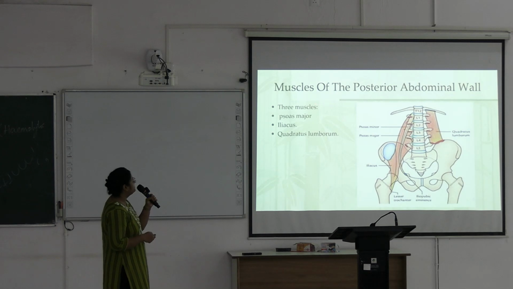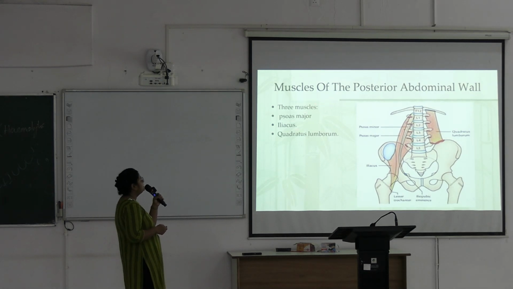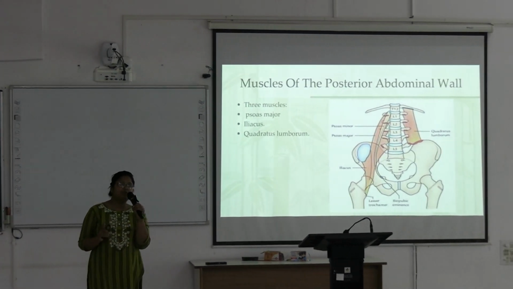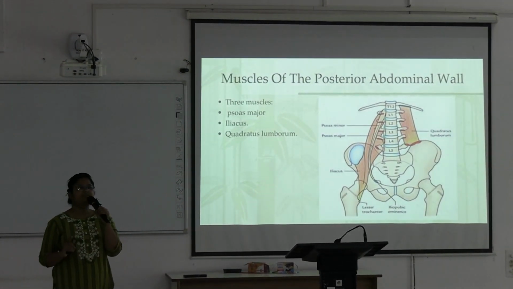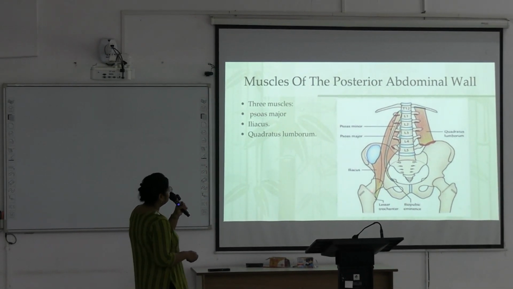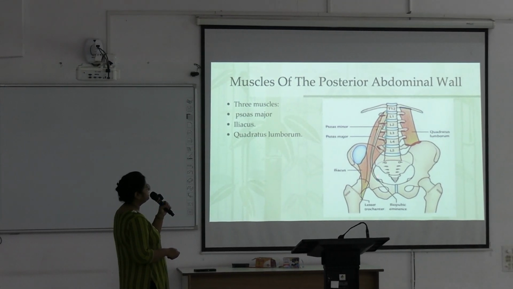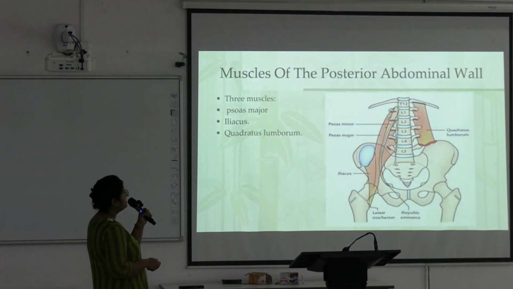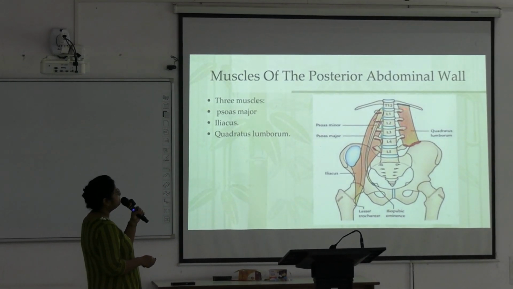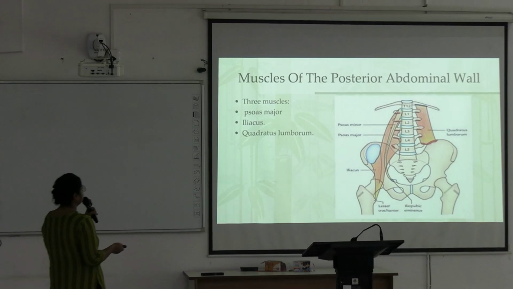So muscles, there are three muscles present here: psoas major, iliacus and quadratus lumborum. Sometimes a small muscle is present, that is psoas minor. Here you can see this is psoas major muscle. This small muscle lying over the psoas major is psoas minor. Here is the iliacus and quadratus lumborum. So these are the four muscles.